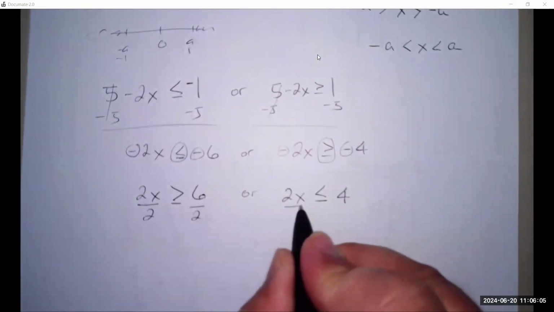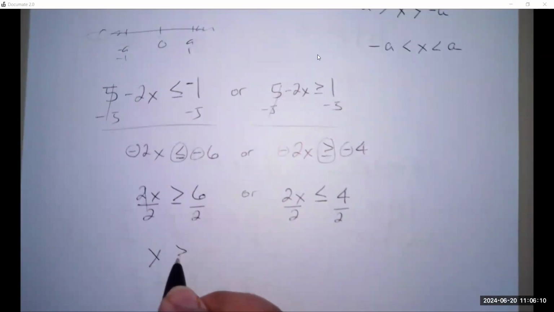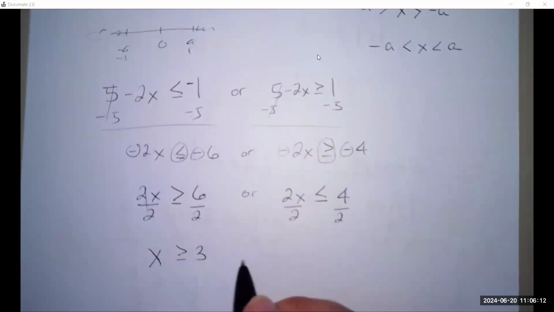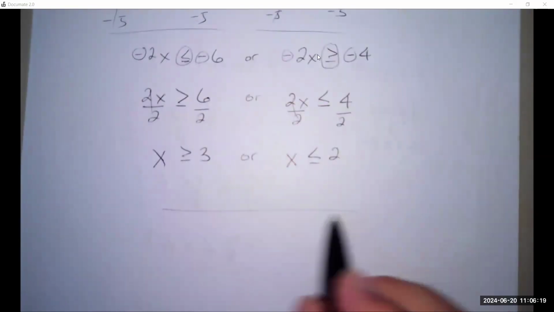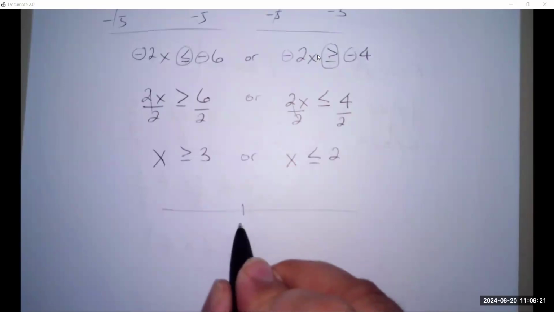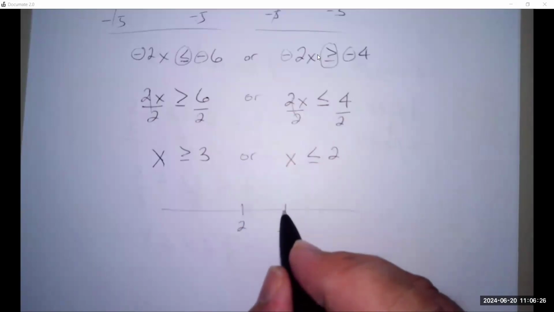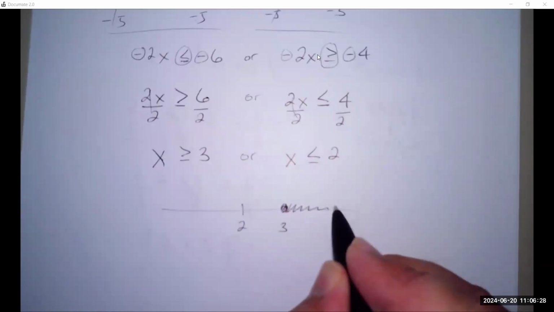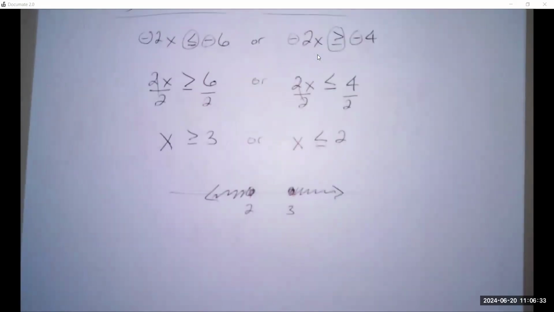Divided by 2. So x is greater than or equal to 3, or x is less than or equal to 2. So it's greater than 3 or less than 2. That's what it looks like. All right, so that's that section. Sorry I missed it yesterday.